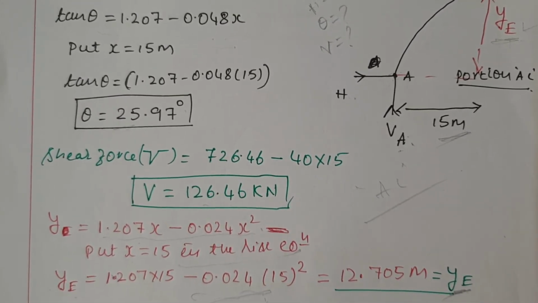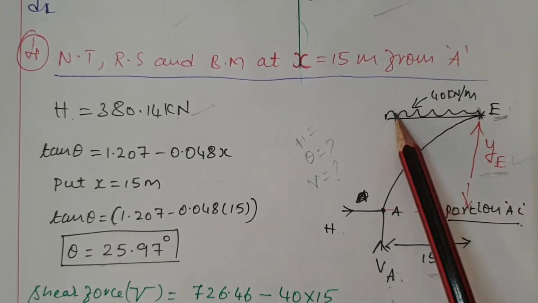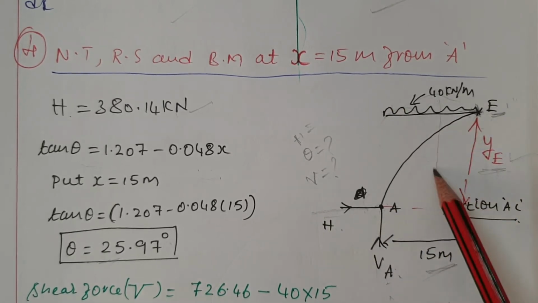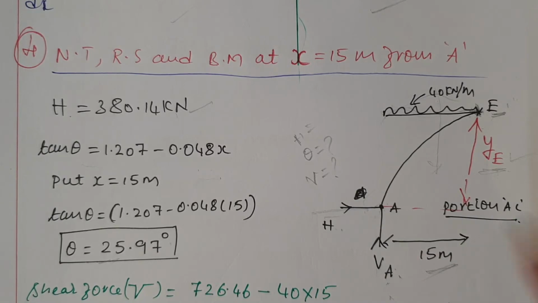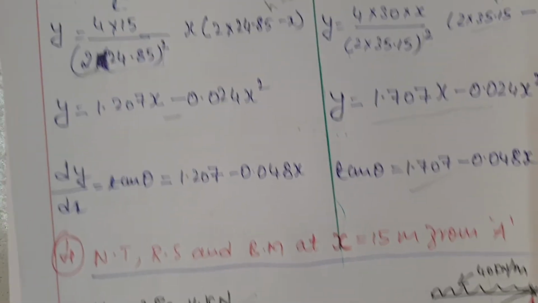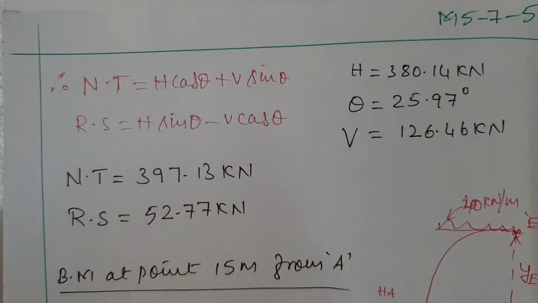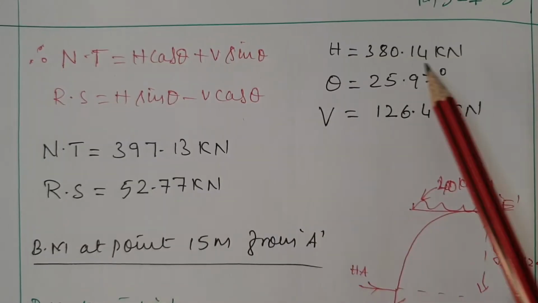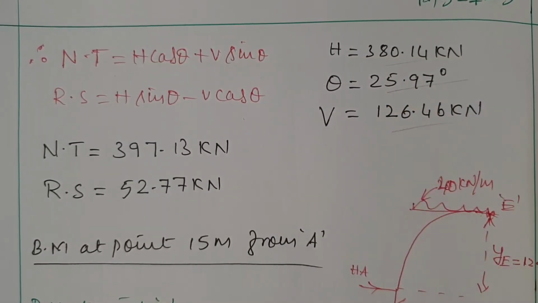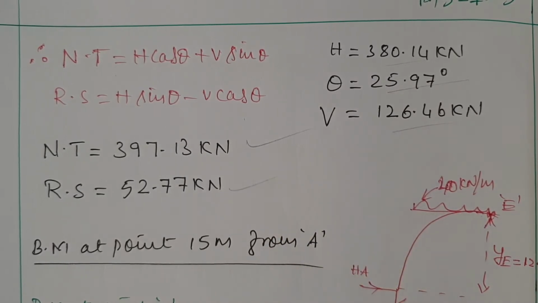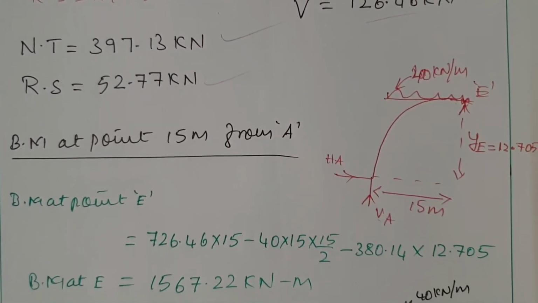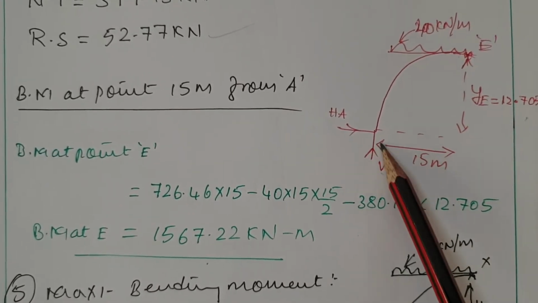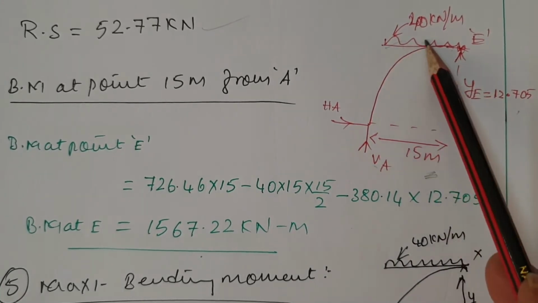In order to calculate the bending moment at point E, you have the UDL and the horizontal force: force moving upwards is positive, horizontal is negative, vertical force acting downwards is negative for bending moment. Before that, we have to calculate the normal thrust as well as radial shear. The normal thrust formula is this one, and the radial shear formula is this one. H value you know, theta value you know, V value you know; substitute these and you will get the normal thrust as well as radial shear. To calculate the bending moment at that point, you know the YE value, it is 12.705 meter, and we know the E to A distance is 15 meter.